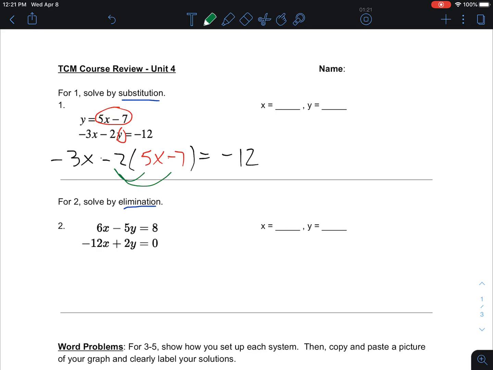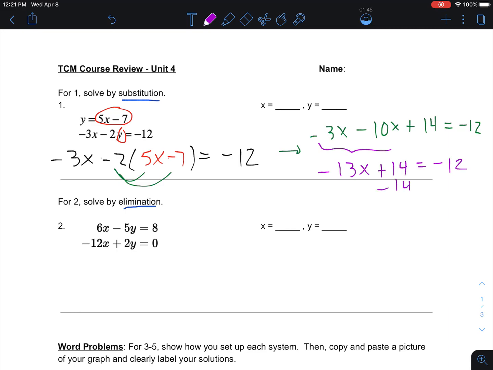So by distributing here, what this looks like next is negative 3x minus 10x plus 14 equals negative 12. Now, we want to combine some like terms. We don't want to just start moving stuff around yet. This combines to negative 13x plus 14 equals negative 12. And if you were to subtract 14, you'll see that negative 13x equals negative 26. And dividing by negative 13 gives you an answer of 2 for x.